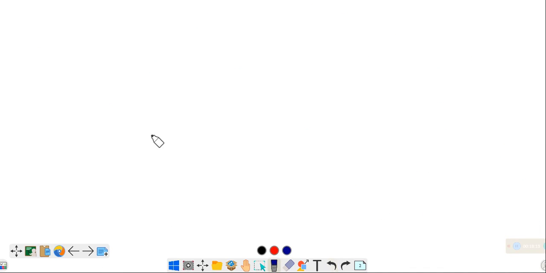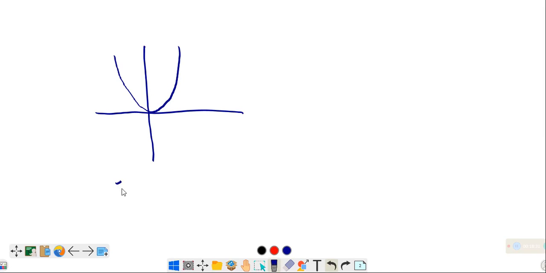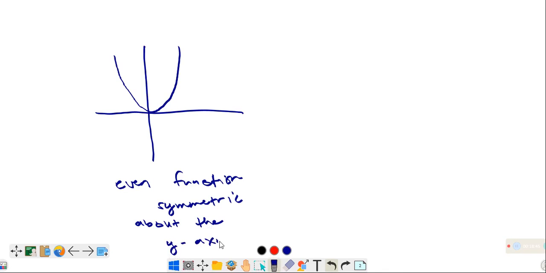Mag-add tayo ng isa pang papel. So, kapag kasi even ang iyong function, symmetric siya about the y-axis. For example, mga ganito. This is an example of even function. It is symmetric about the y-axis. Mga ganito na graph. Okay?